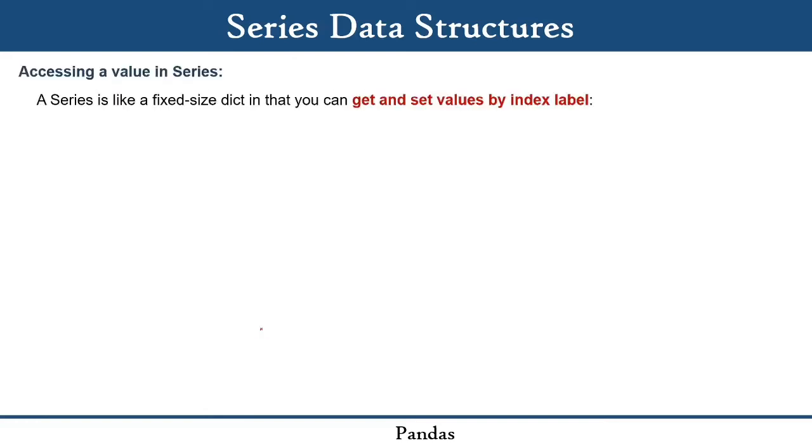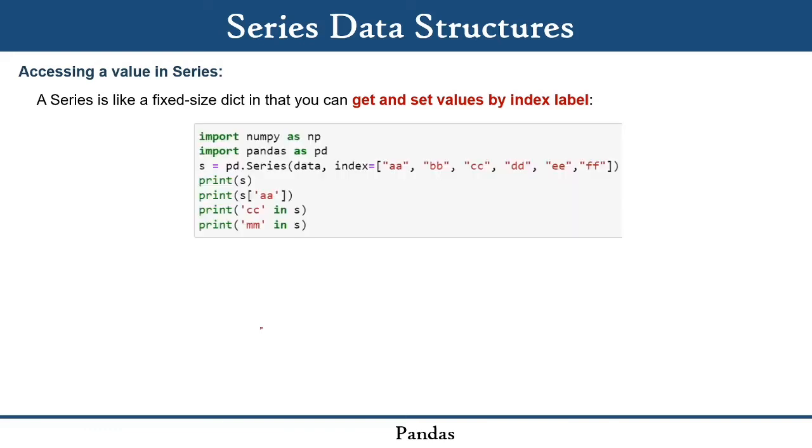Now let us move forward to how we can access any value in series data. A series is like a fixed-size dictionary in that you can get and set values using the index label. To understand this concept, let us consider the following piece of code. Here you see I can create series data using this statement, which creates a series from this list. Suppose I want to access any data in the series data structure, I can do it using the label.